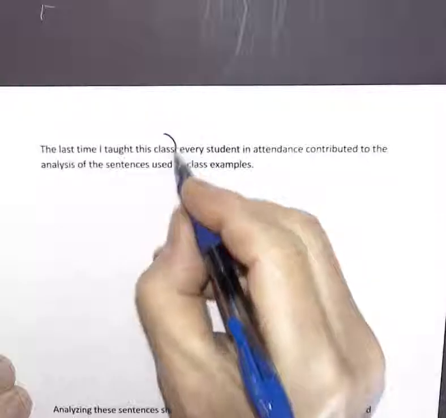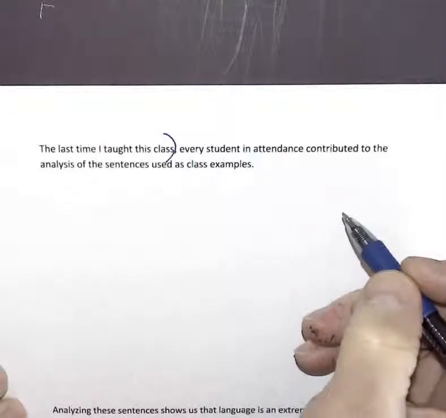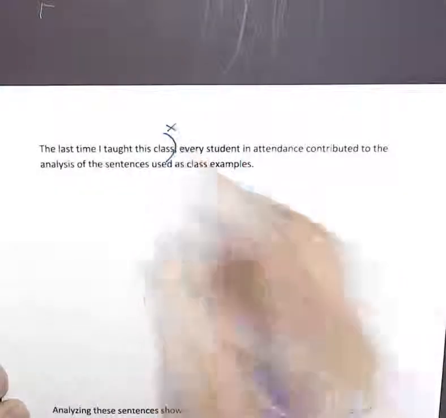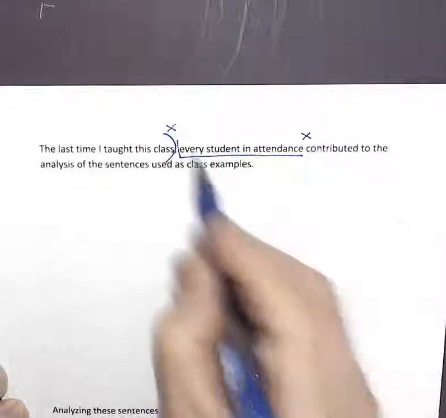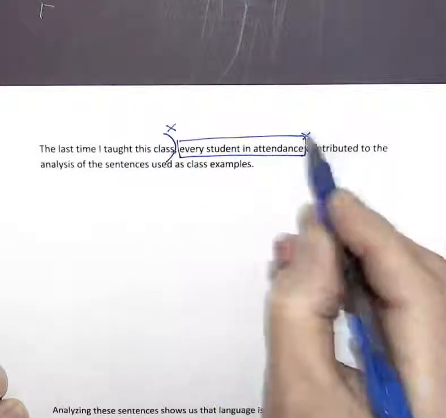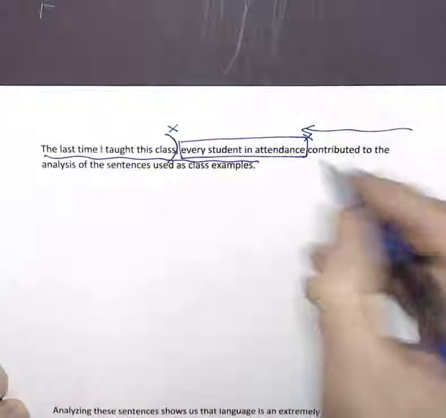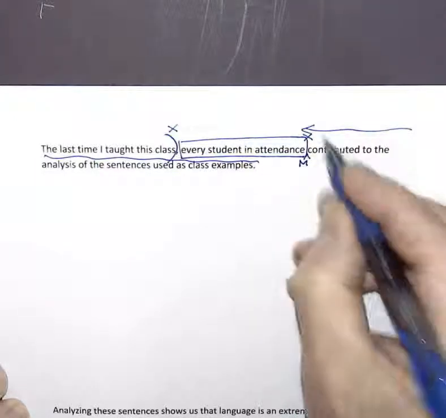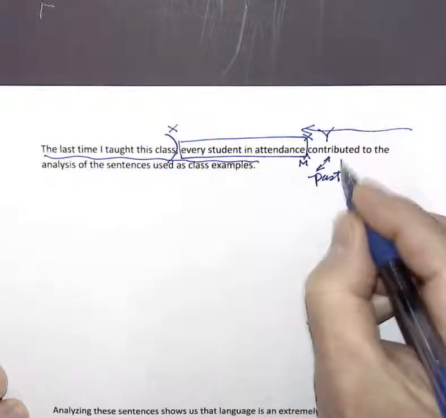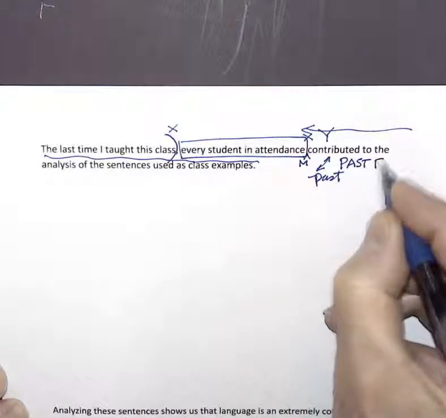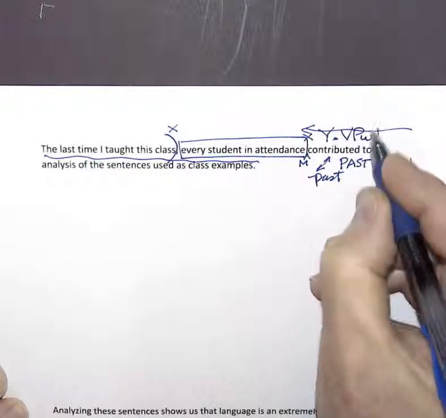The last time I taught this class is a shifter. Let's see, every student in attendance contributed to the analysis. Did every student in attendance? Every student in attendance did not contribute, and every student in attendance is the subject. Everything left is the predicate. Now let's look for, let me show the M place first, and I'll put the Y in too. And contributed ties with the past. Contributed is the past form. Y is a verb phrase with time.